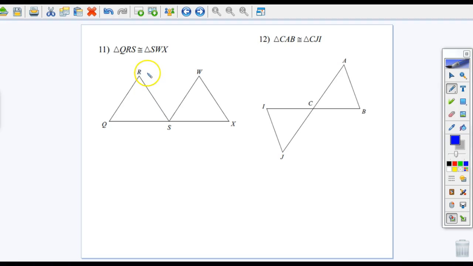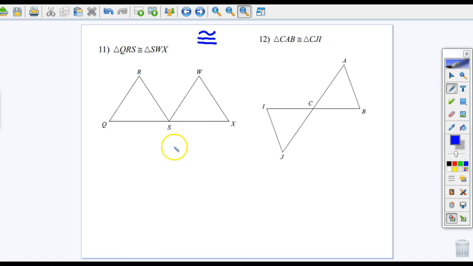Okay, so here we have two triangles. They're kind of connected. And the statement says triangle QRS is congruent. So this is how we say things are congruent, like a tilde and an equal sign. Okay, this is my symbol that represents congruency. So we're saying that triangle QRS is congruent to triangle SWX.